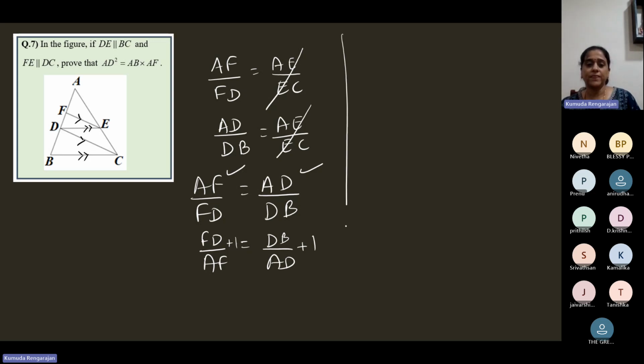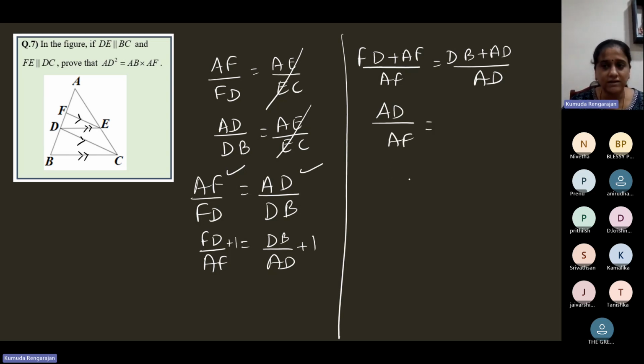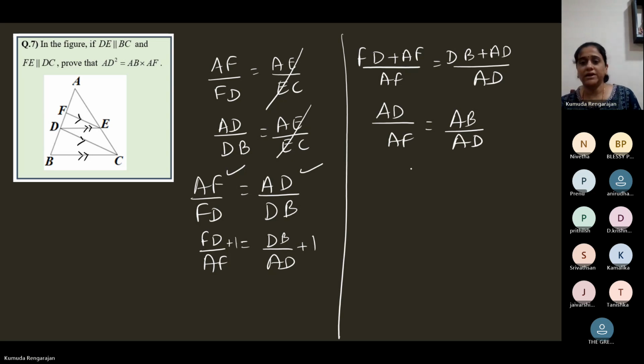So what do you get? FD plus AF by AF equals DB plus AD by AD. So what is FD? See the figure, what is FD plus AF? FD plus AF is AD, so AD by AF equals DB plus AD is AB, so AB by AD. Correct? Cross multiply. AD square is equal to AB into AF.